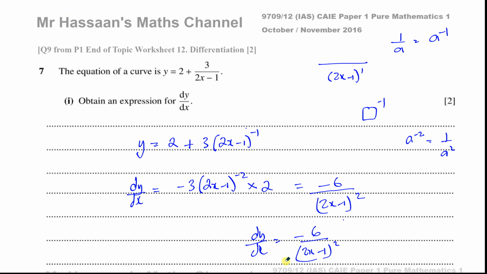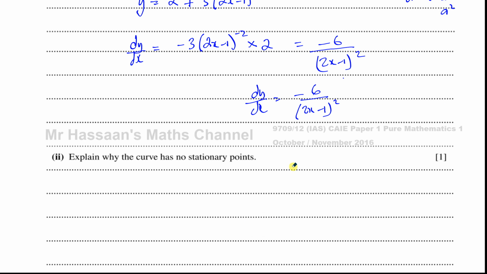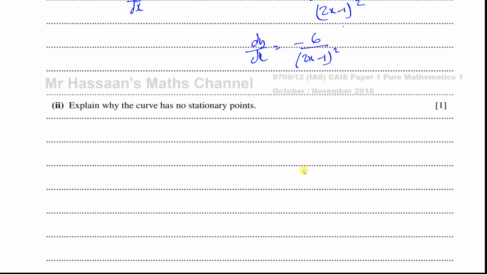So there we have our answer for dy dx, and this is the answer for 7 part 1. Now for 7 part 2, it says explain why the curve has no stationary points. We know that the stationary points are the places where the curve has 0 gradient. The gradient is 0. So we have to find the points where dy dx is equal to 0.